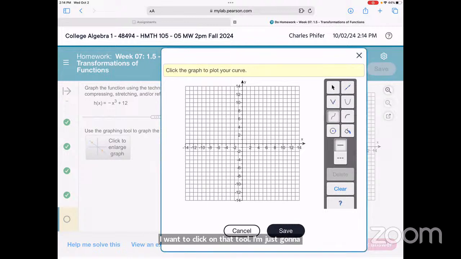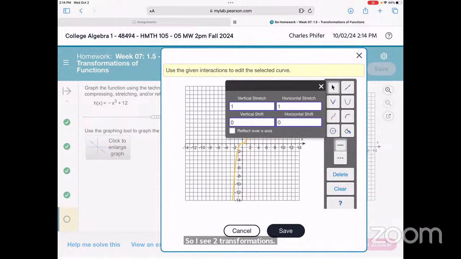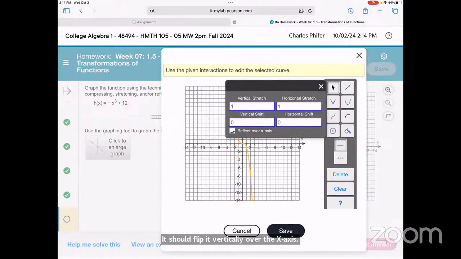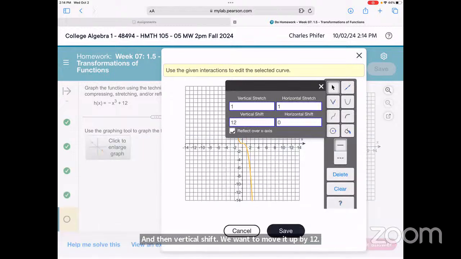Okay. So I see two transformations. The first one that I would tackle is that negative. It's essentially on the outside, so it should flip it vertically over the x-axis, and then vertical shift, we want to move it up by 12. Okay, and check.